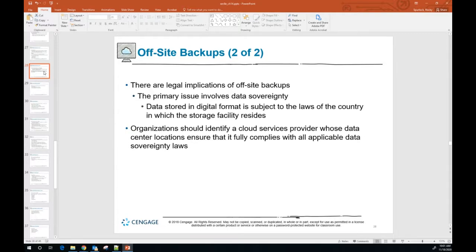There are some legal implications of off-site backups. The primary issue is going to involve data when it's subject to the laws of the country in which the storage facility resides. So when you have your data, it's in digital format, and if you're storing it into another country, the laws of that country are going to apply where that data is being stored. So you want to make sure that the organization identifies cloud service providers whose data center locations ensure that it fully complies with all applicable data sovereignty laws.